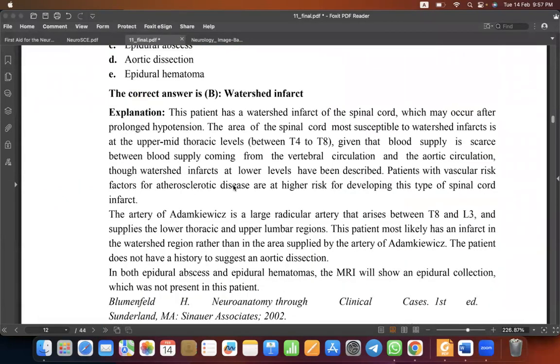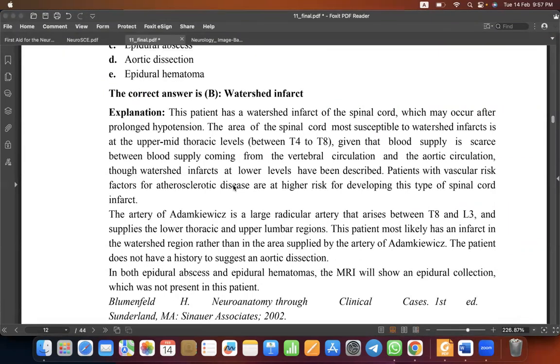Yes, the patient is having a watershed infarct of the spinal cord, which can occur due to prolonged hypotension. The area of the spinal cord that is more vulnerable is the upper mid thoracic level, particularly T4 to T8, as it gets blood supply from the vertebral or the aortic circulation. So the upper zone gets blood from the vertebral circulation, and the lower zone gets blood from the aortic circulation. So there could be a possibility of watershed infarct.